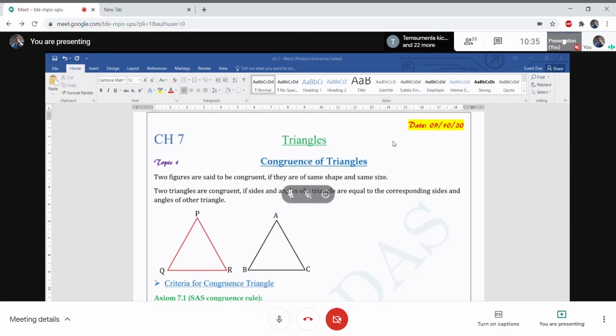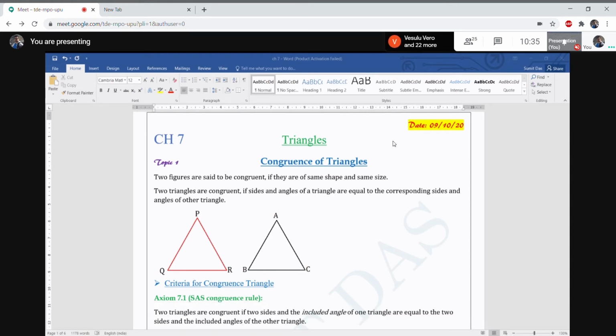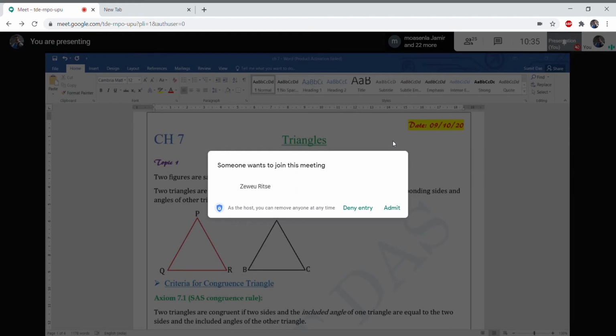So what do you mean by congruency? Congruency means two figures are said to be congruent when they are the same shape and same size. If you consider two triangles, if all the angles and sides are equal to the corresponding sides and angles of the other triangle, then these two triangles will be called congruent triangles.